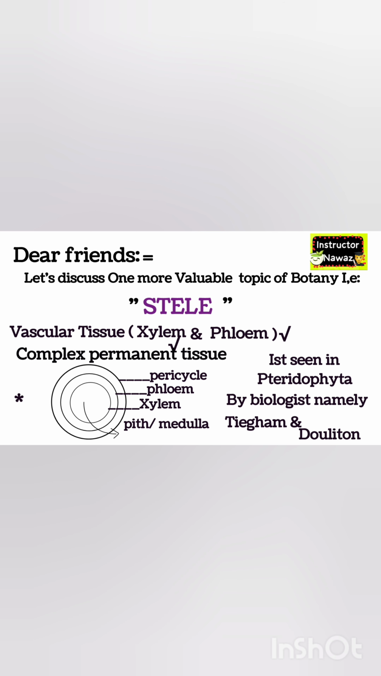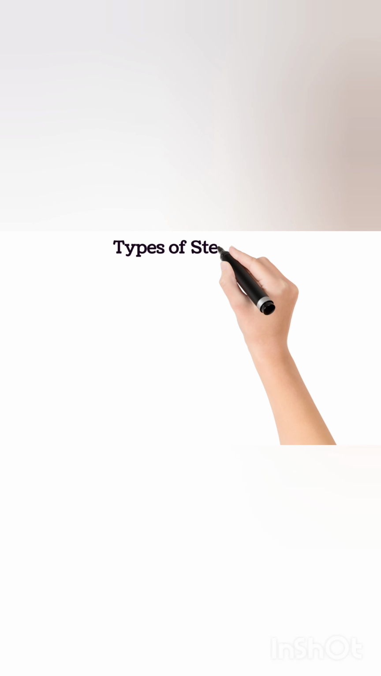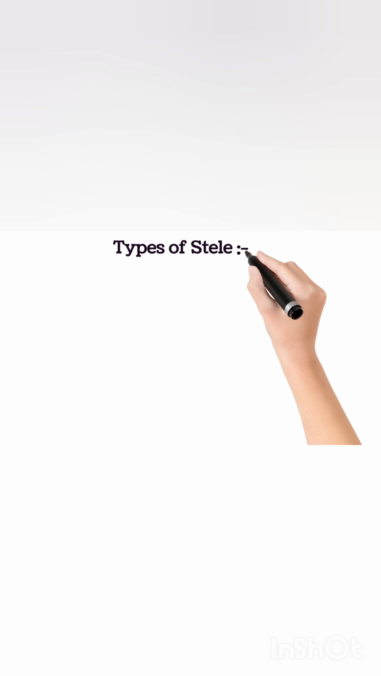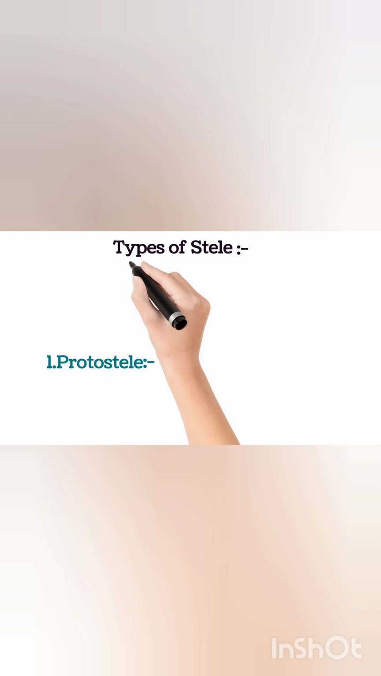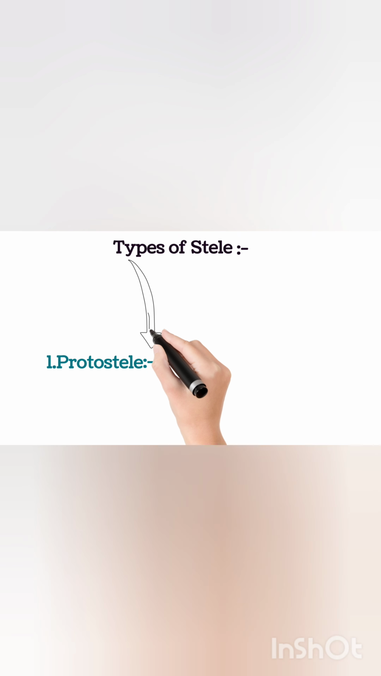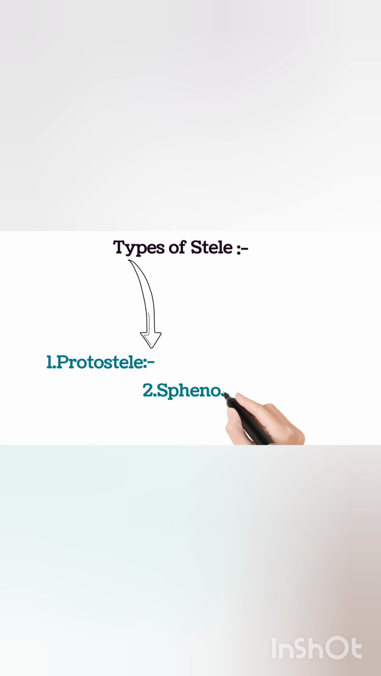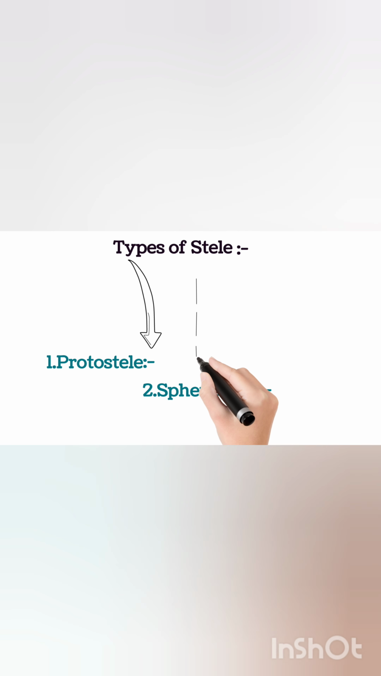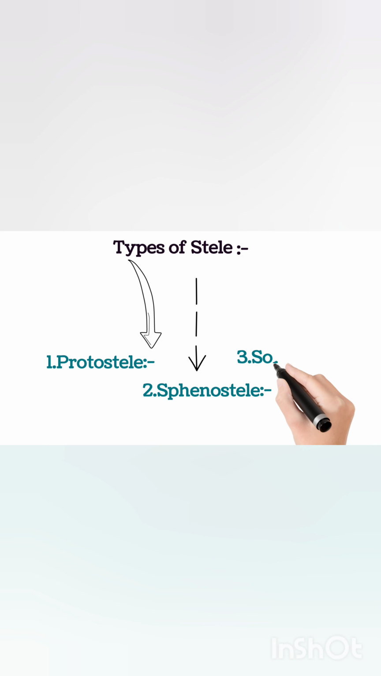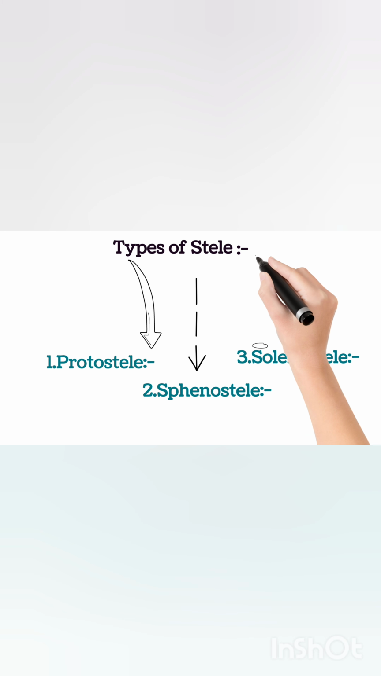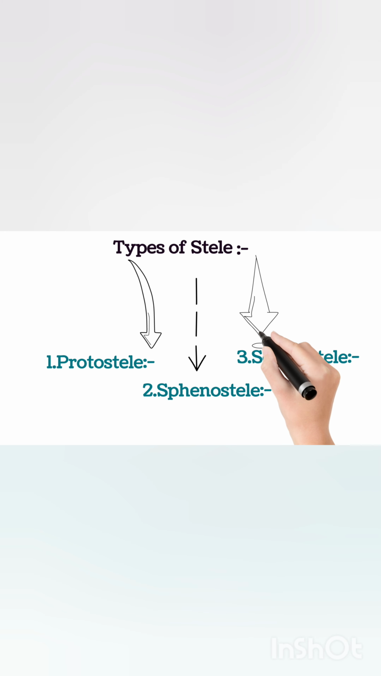Now let us discuss different types of steles present in the plant body. There are mainly three major types of steles. Number one is called protostele. Second one is known as sphenostele. Third and very important is called solenostele. Now let us discuss our stele in a detailed way.